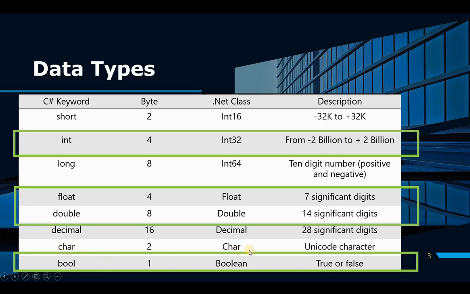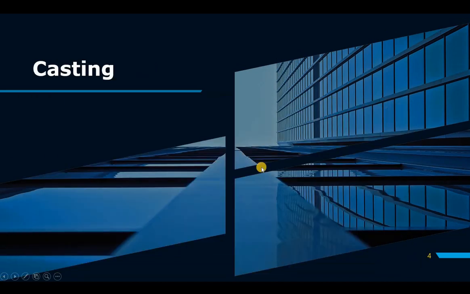Char deals with single character letters. Boolean deals with only two things, true or false. By default it's false. So let's look at the casting, and we'll come back to this list to explain the casting in detail.